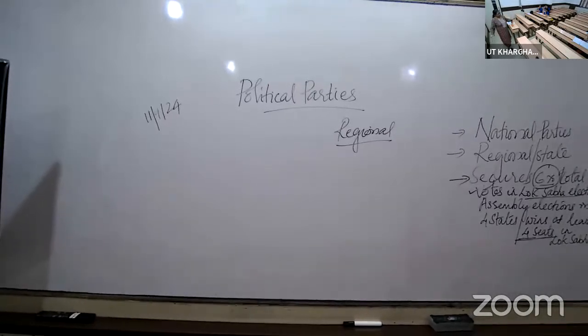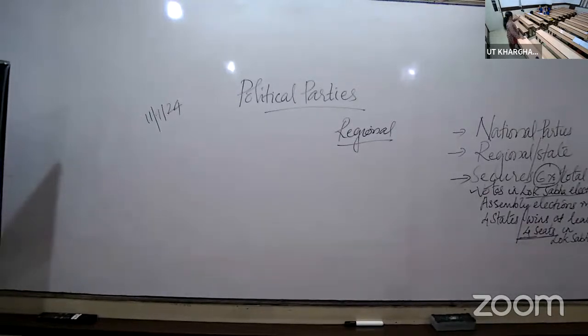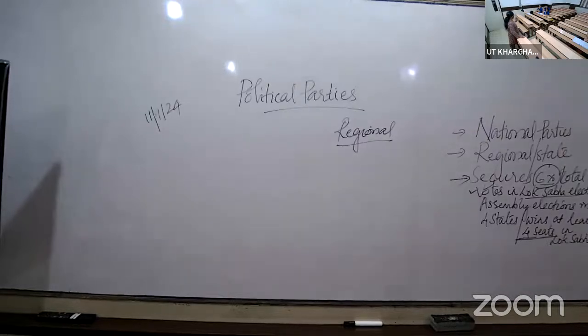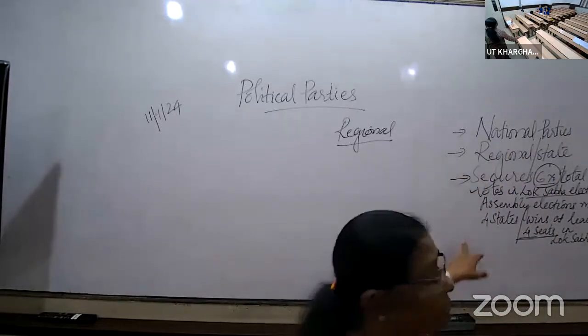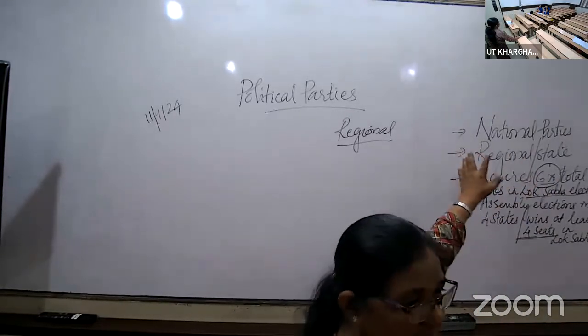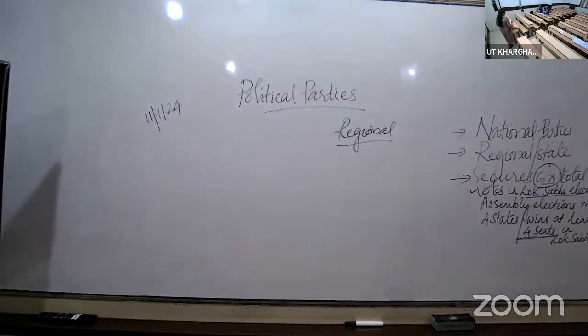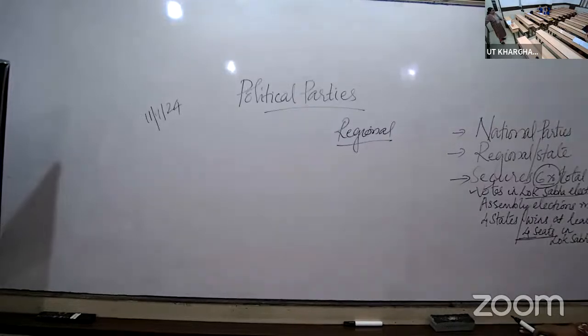Now, who gave that right to be a national party or a regional party or to be a party? In our country, there is an organization called the Election Commission. The Election Commission gives permission for a political party. The Election Commission gives symbols to the political parties, and it decides whether it is a regional party or national party. Clear.